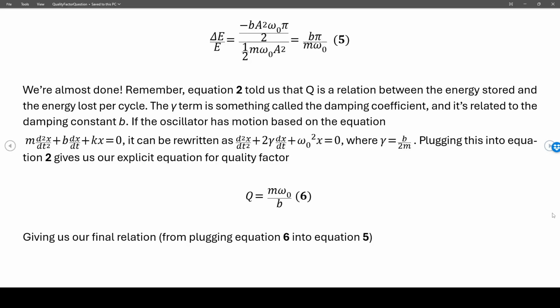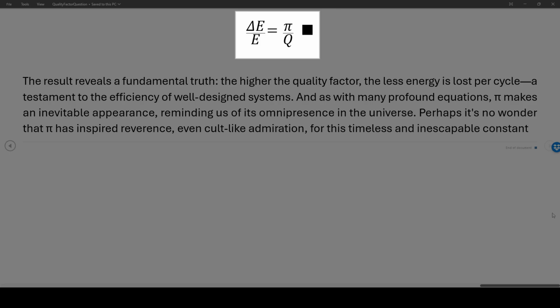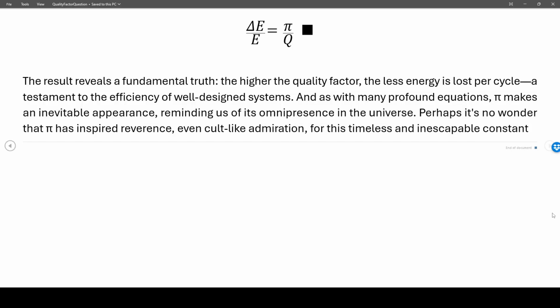We can plug equation 6 into equation 5 and get our final answer, where the fractional energy loss per cycle is pi over Q. It turns out the mystery constant was pi, as it often is, and the higher the quality factor, the less loss per cycle.